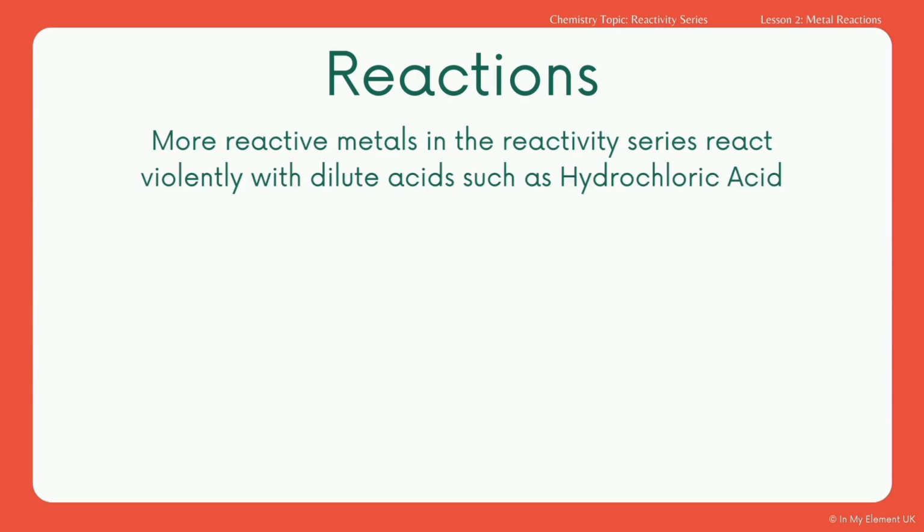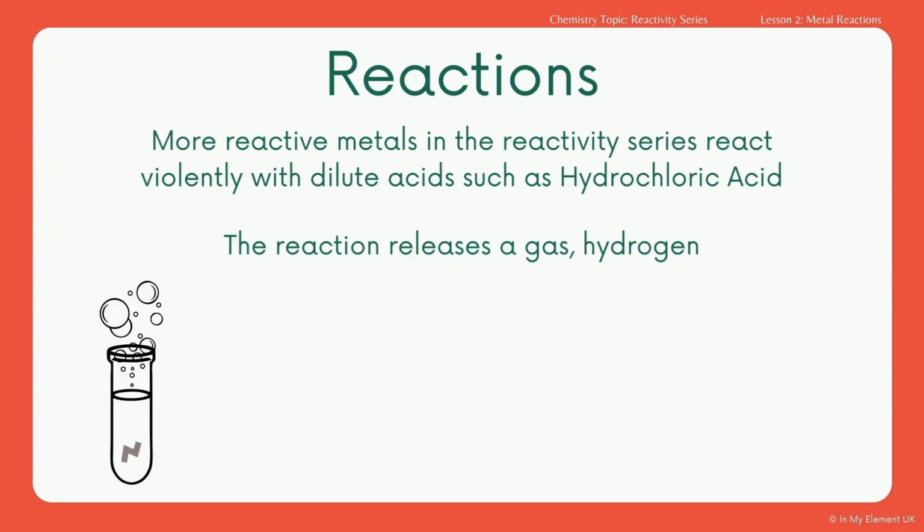Okay, now more reactive metals in the reactivity series react violently with dilute acids such as hydrochloric acid. So make sure you've done lesson 1 because you need to know the reactivity series, and that was what we covered. So the 3 top metals at the top of the reactivity series are potassium, sodium and calcium. So they will react violently with dilute acids.